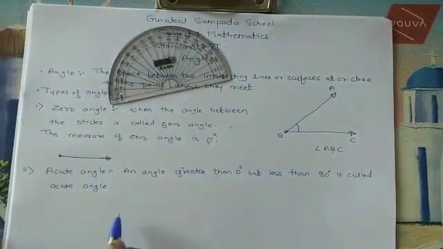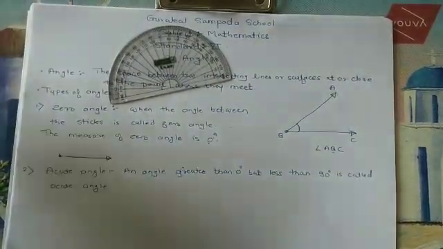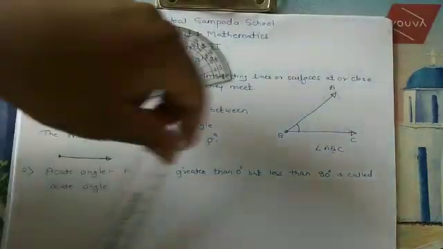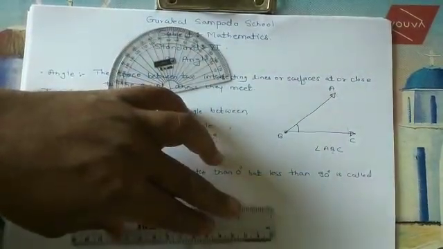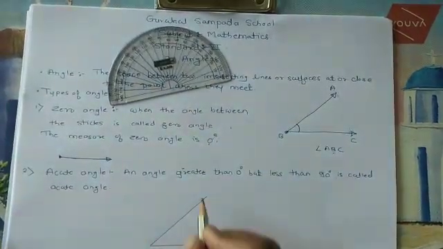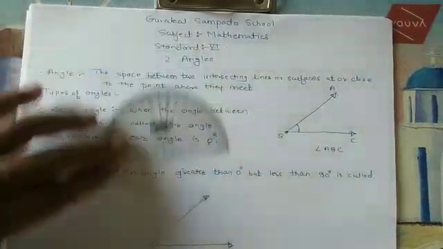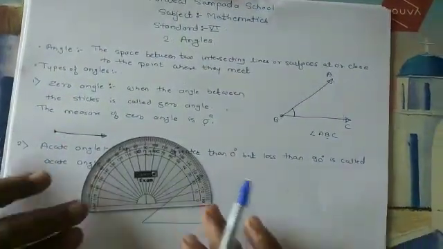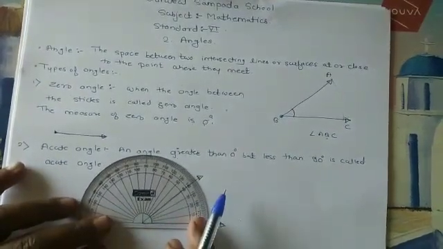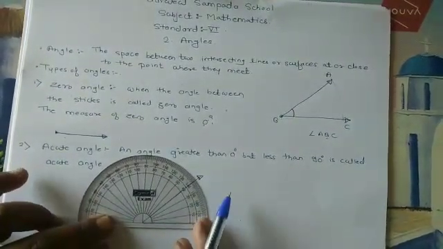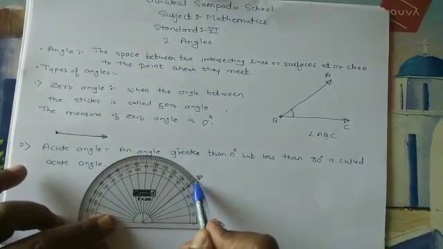Suppose randomly I draw an angle, like this. Now what is the value of this angle? With the help of a protractor we measure it. We keep the center point at the intersecting point and start measuring from 0 degree here. If you are observing, it is 39 degree.